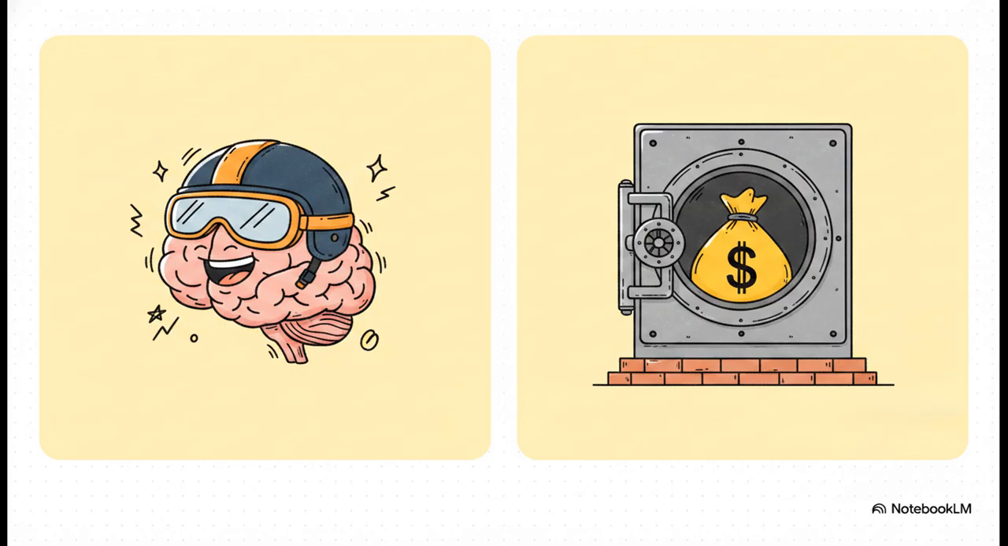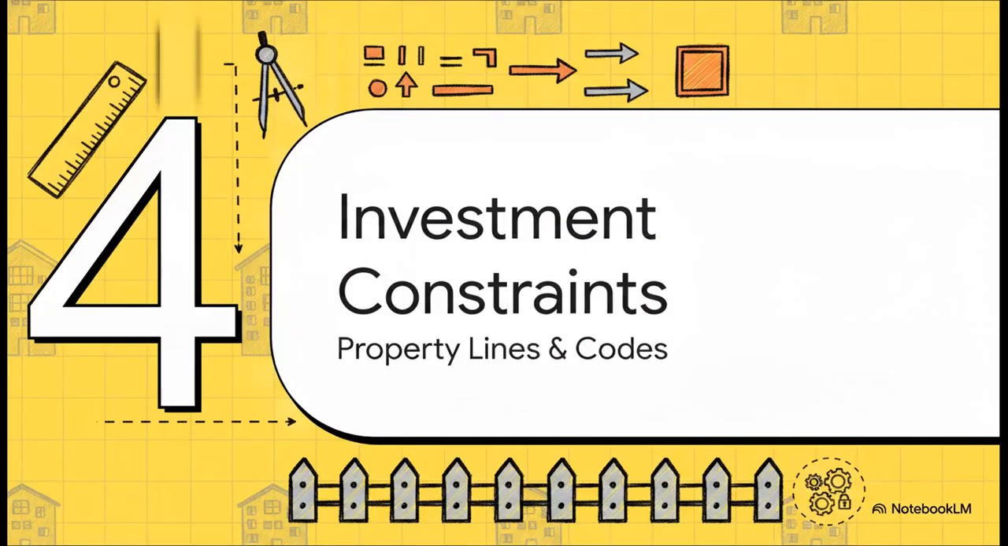Let's say you're an adrenaline junkie, right? You have a high psychological willingness to watch your portfolio bounce up and down. But if you need that money next month to pay your rent, well, your financial ability to take that risk is essentially zero. A properly crafted IPS balances what you want to do psychologically with what your finances can actually handle structurally.